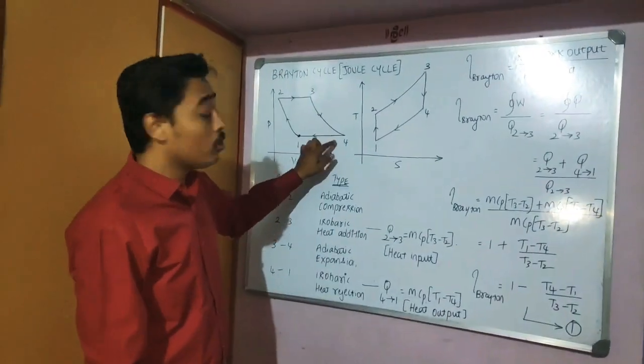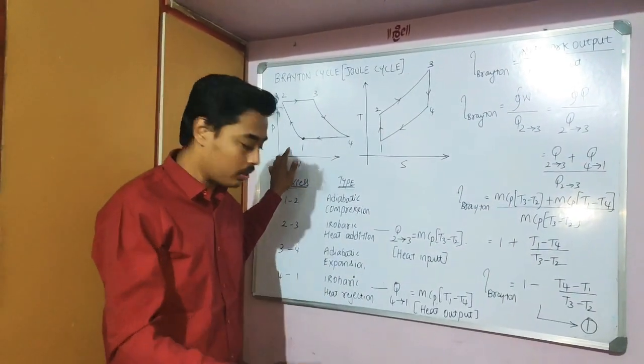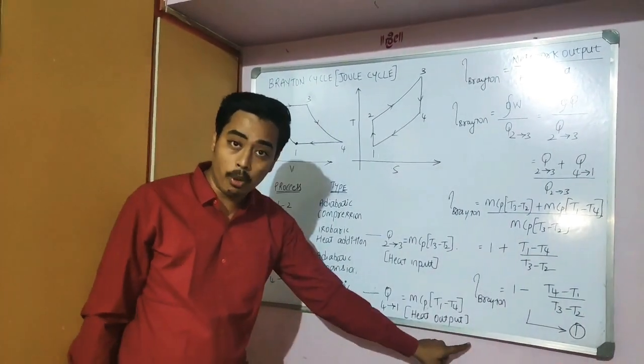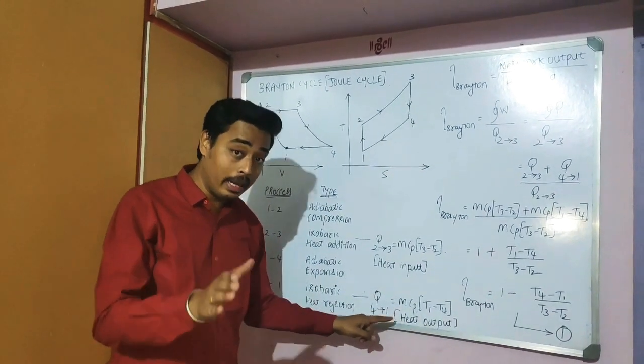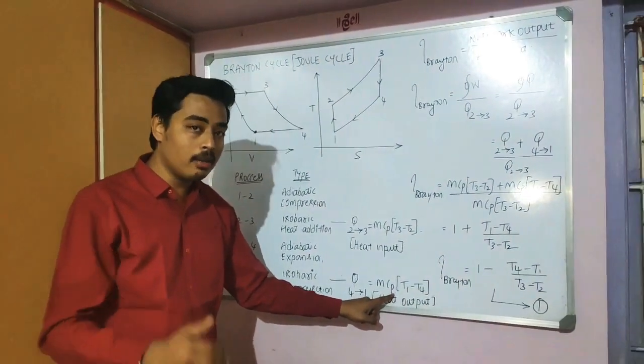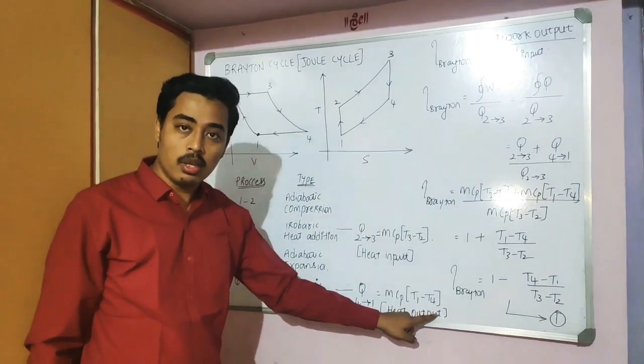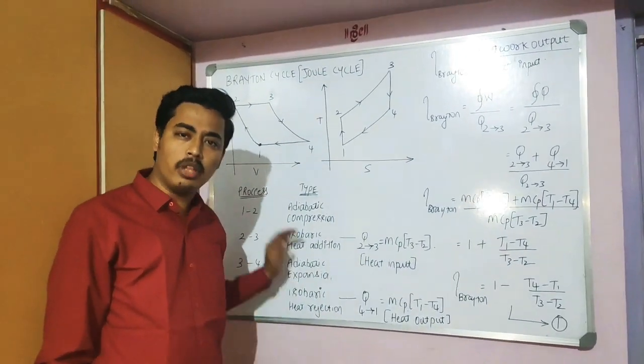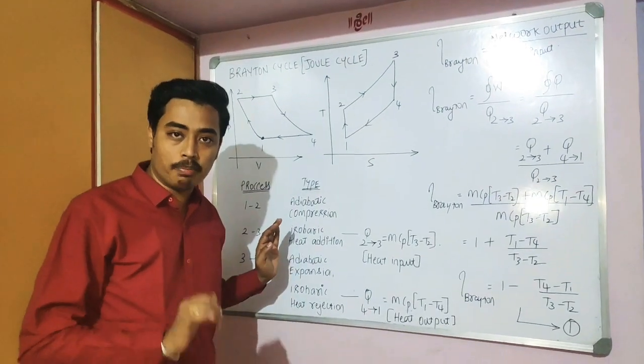Similarly, 4 to 1, where the heat is being rejected, that is Q4 to 1 is heat output, which is isobaric heat rejection, right? So it is mCp delta T, mCp final minus initial, T1 minus T4. Just note down the heat flows of these two processes; that is enough for this particular derivation.